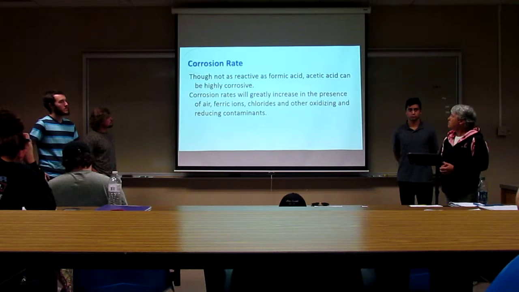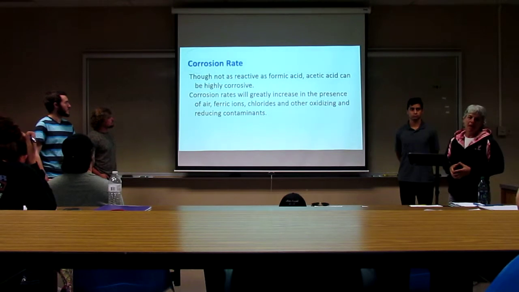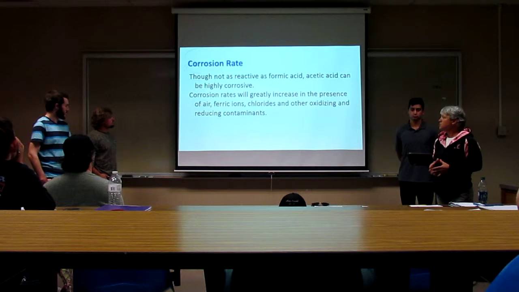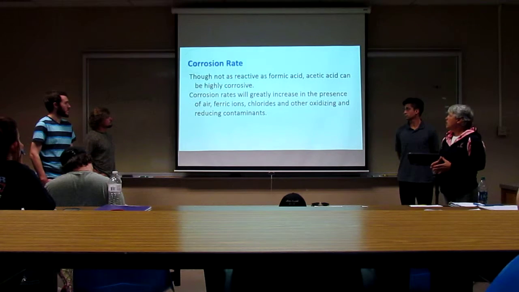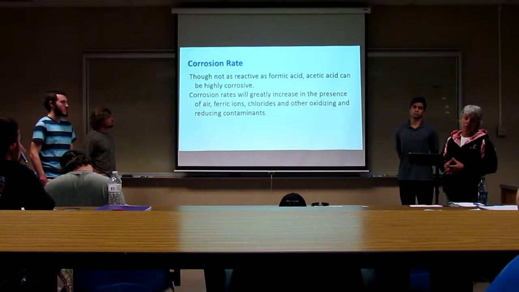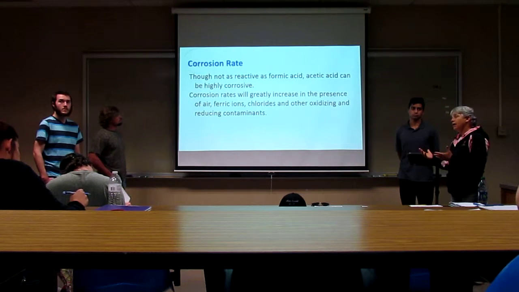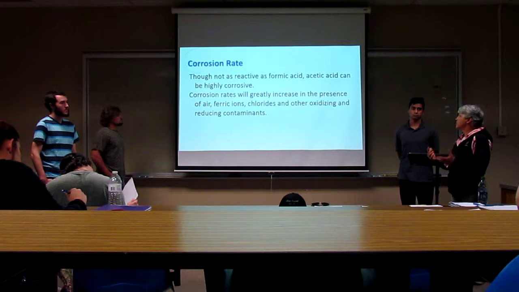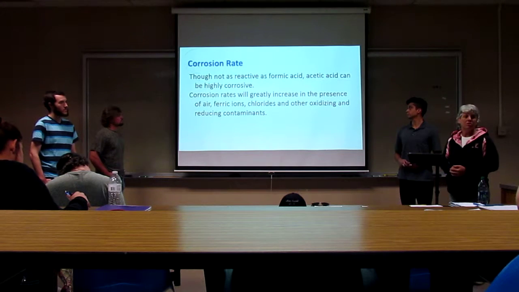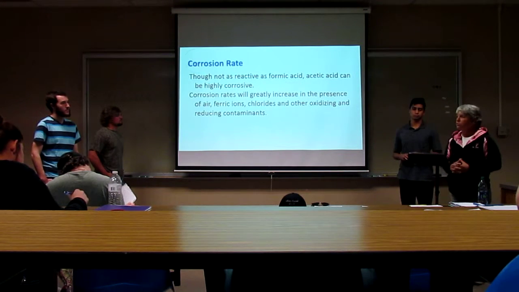Although it's not as reactive as formic acid, acetic acid can be highly corrosive, especially at higher concentration levels. Its corrosion rates will greatly increase if you add oxygen, ferric ions, chlorides, and other oxidizing and reducing contaminants to the mix, so you want to keep it as pure as possible.